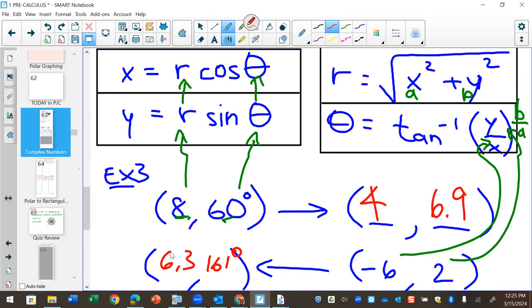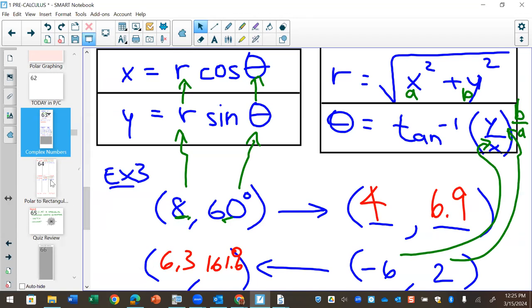6.3, 161.6, right? Points easy. But here it is. Wake your neighbor. We're going to do whole equations converting. We will use these formulas.